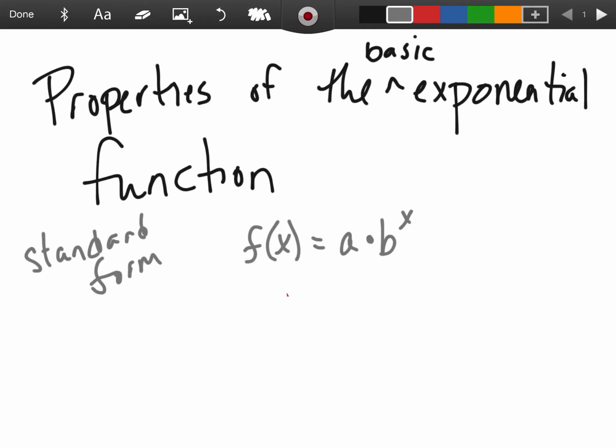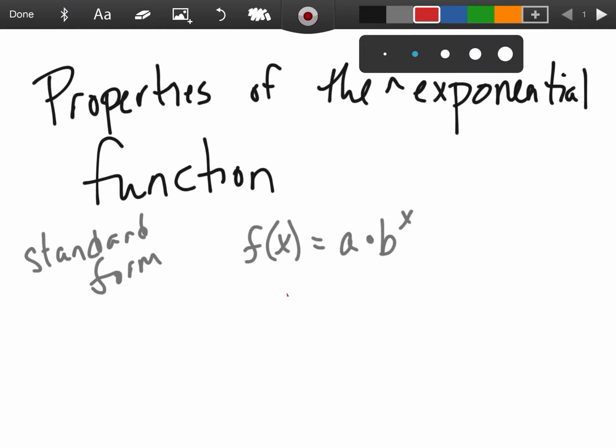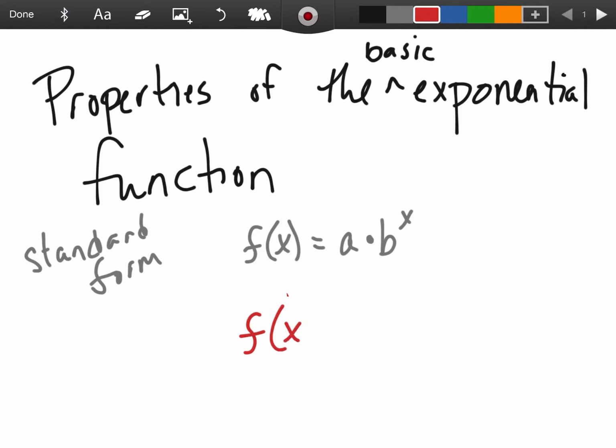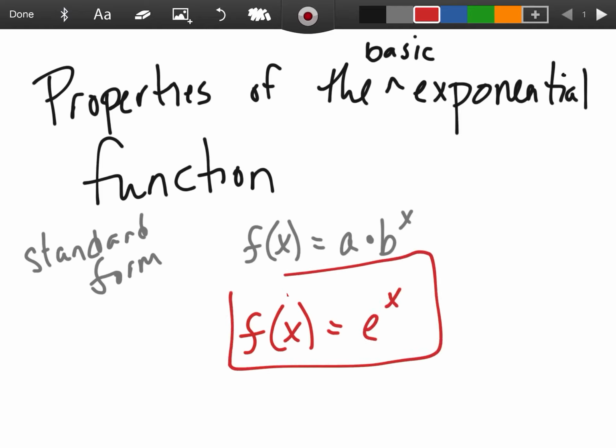Our basic exponential function contains the natural base. All right, it contains the natural base. Maybe you've seen this before, maybe you haven't. It is the number e. All right, so this is some f of x is equal to e to the x. This here is going to be the function that we are exploring today. F of x equals e to the x.